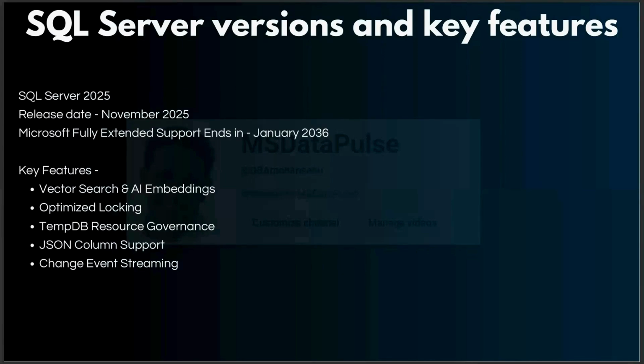Next is the JSON column support. The new binary JSON type supports documents up to 2 GB with much faster parsing and specific JSON indexes to speed up the queries. It speeds up JSON queries by 10 times. Next is the change event streaming.